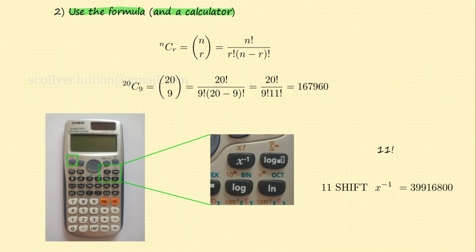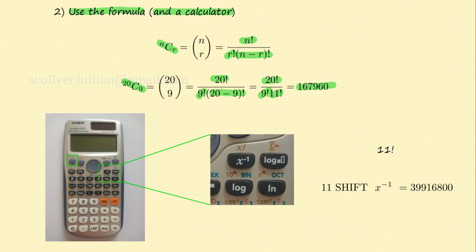We can also calculate 20C9 directly from the formula for nCr and by using a calculator as the numbers become rather large. nCr equals n factorial over r factorial times n minus r factorial. So 20C9 equals 20 factorial over 9 factorial times 20 minus 9 factorial, which is 20 factorial over 9 factorial times 11 factorial. And after using the calculator to compute those factorials and the fraction, we obtain 167,960, as we did previously.